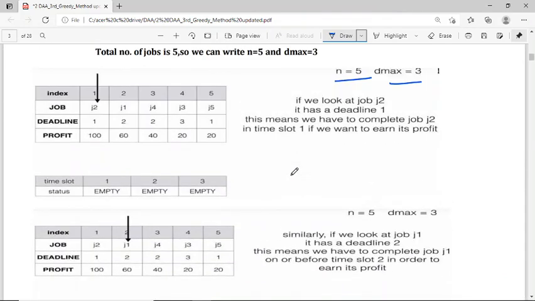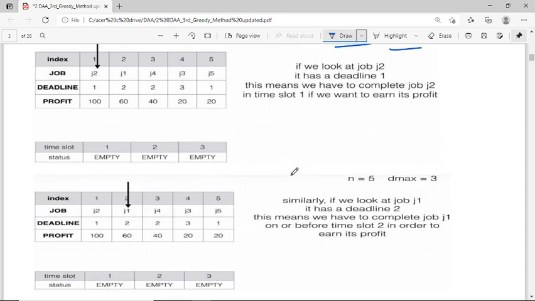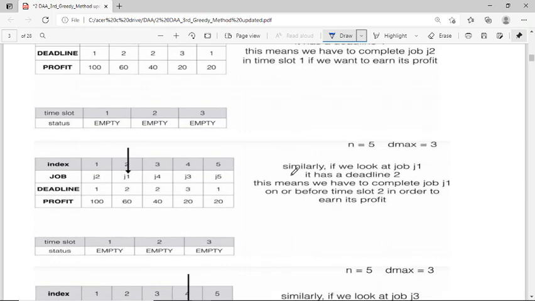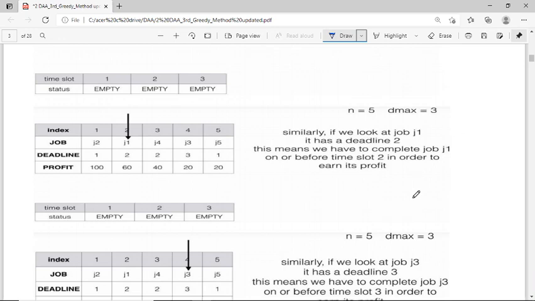So here first we check job 1. Next, we are looking for job 1 also in the next one. Similarly, we looked at job 1, it has a deadline 2, that means it can complete job 1 on or before time slot 2 in order to earn the profit.